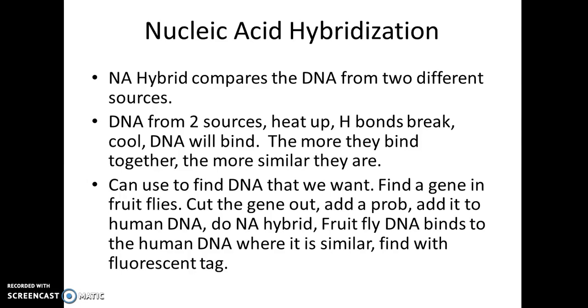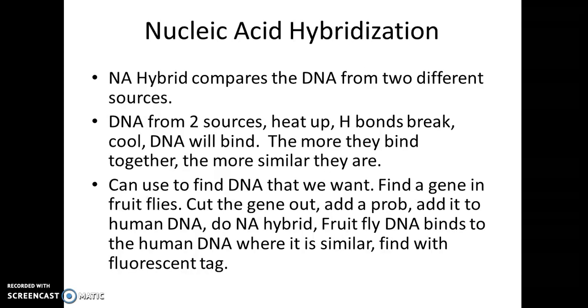Nucleic acid hybridization is also another technique in which we compare the DNA of 2 different sources. We take DNA from 2 sources, heat them up, the hydrogen bonds break apart, we cool it down, and the DNA will bind. Sometimes the DNA of the same species will bind together, that's fine, but sometimes DNA from different species will bind together. When they bind together, that's where they are similar, and when they don't bind, they form these little bubbles, that's where they're different. By comparing how many bubbles there are, we can tell how similar the DNA of the different species is. We can also use it to find genes that are similar between species.